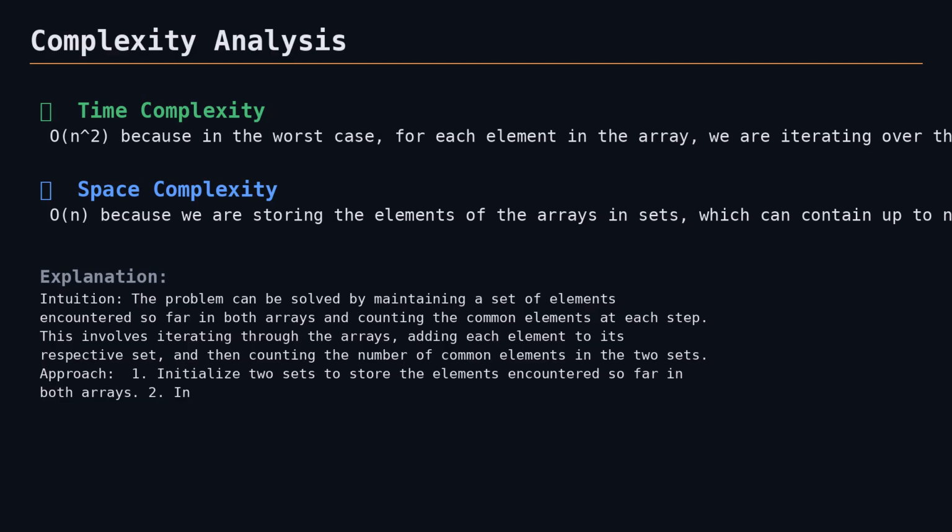The time complexity of this solution is O(n), where n is the length of the input arrays. This is because we're iterating through both arrays simultaneously, and the getCommonCount method has a time complexity of O(n). In the worst case, the space complexity is also O(n), as we're storing the elements in the two sets.